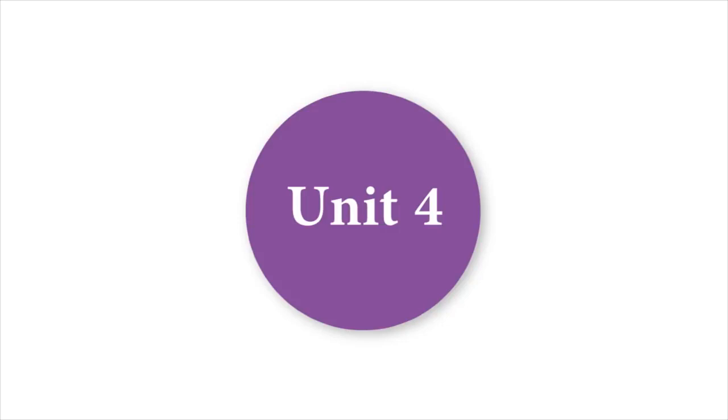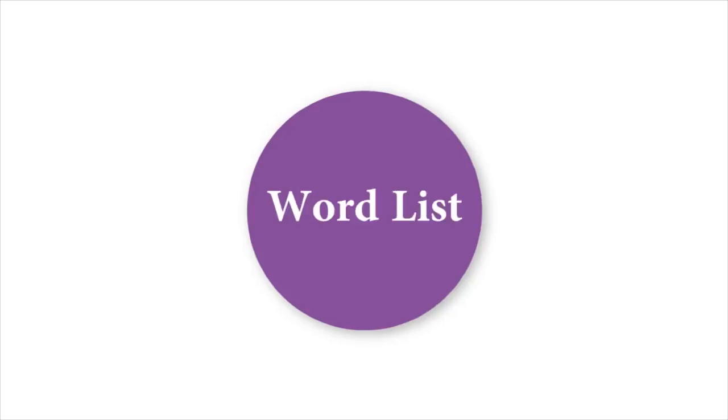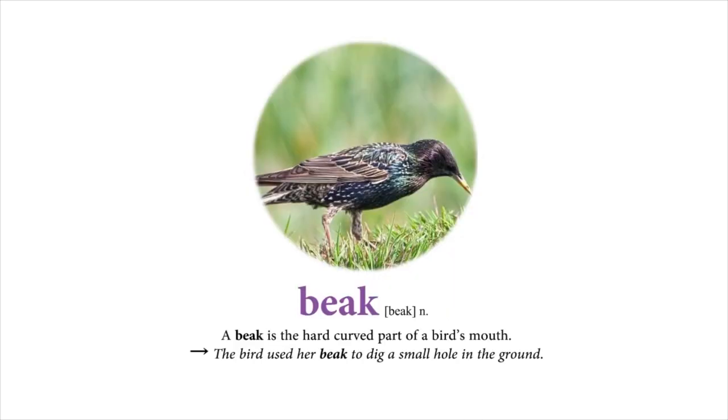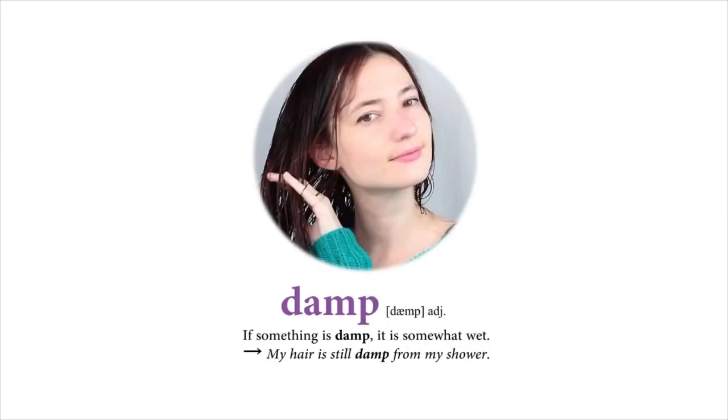Unit 4. Word list. Beak. A beak is the hard, curved part of a bird's mouth. The bird used her beak to dig a small hole in the ground. Damp. If something is damp, it is somewhat wet. My hair is still damp from my shower.